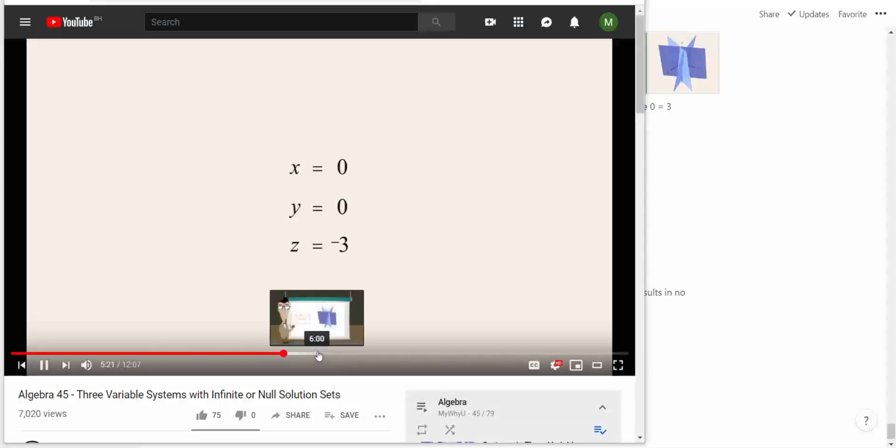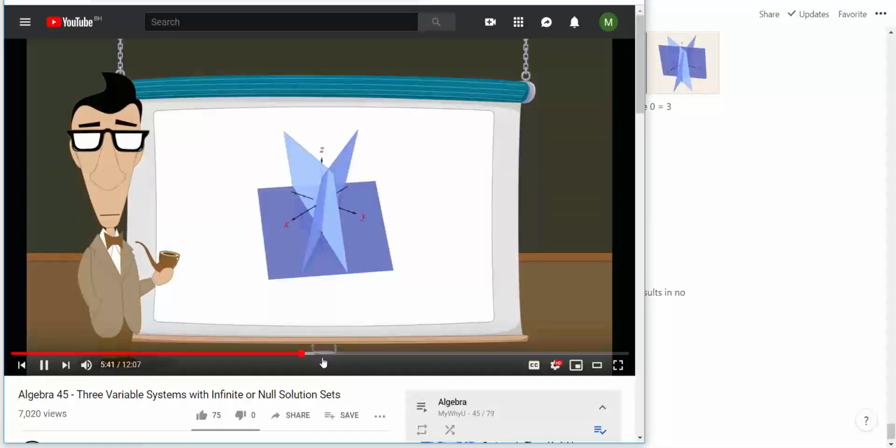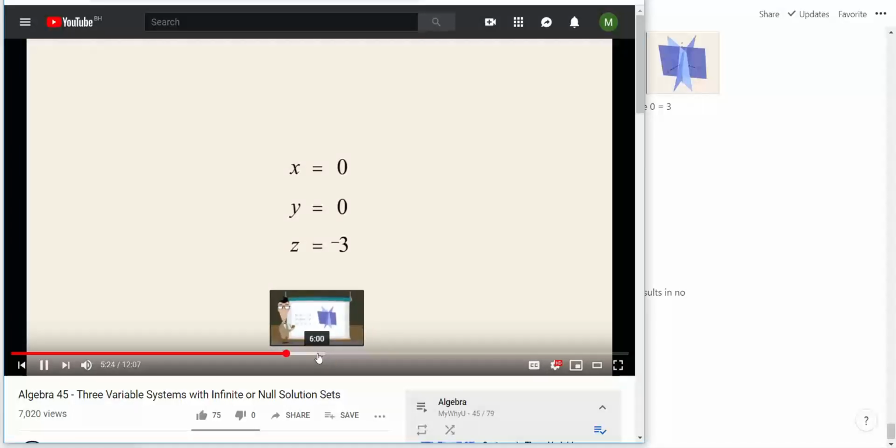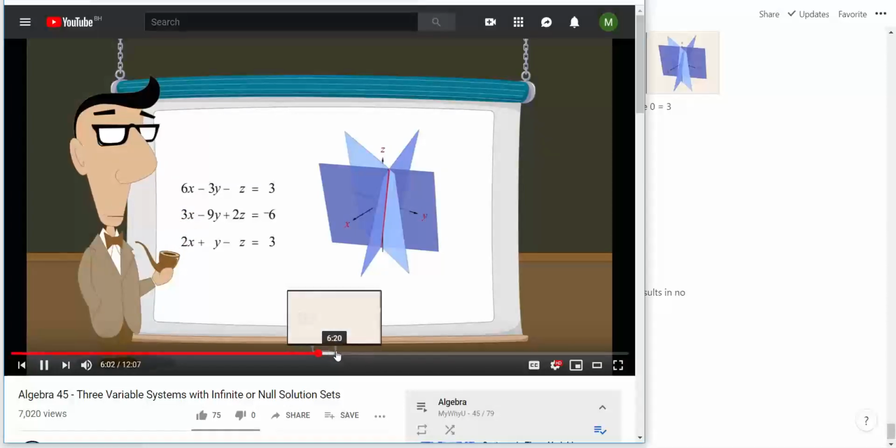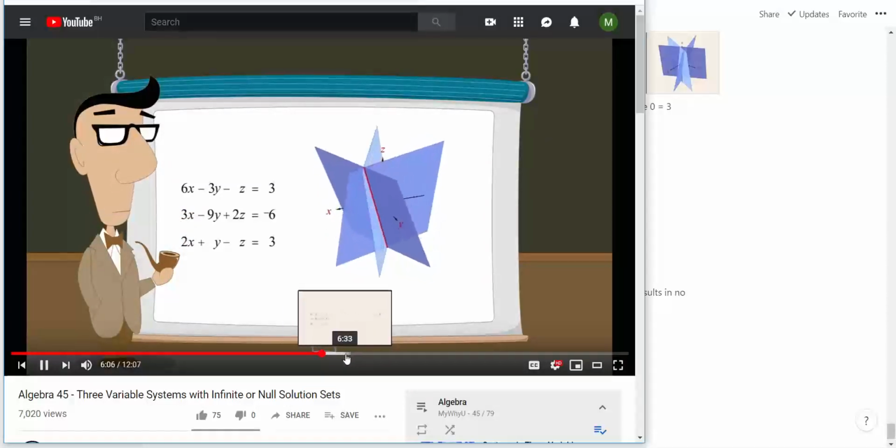We know that the solution is unique. But what will happen? This solution can be written as the ordered triple 0. The infinite number of points on this line correspond to the infinite number of solutions of this system.